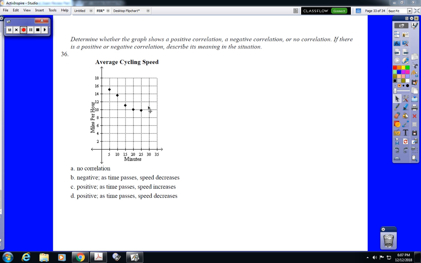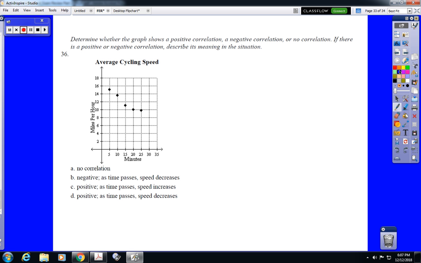Page 7 is very short. It's only 2 correlation causation problems, so this video should be very short. It says determine whether the graph shows a positive correlation, a negative correlation, or no correlation. If there is a positive or negative correlation, describe the meaning in the situation.